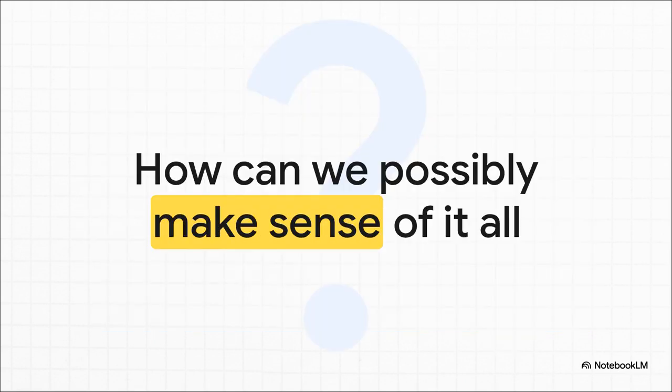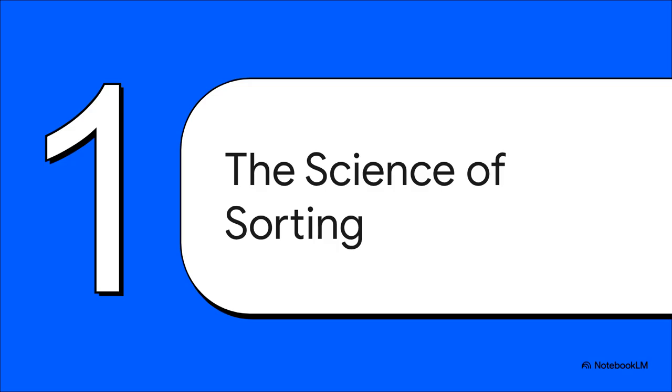So, that brings us to the big question, right? When you're faced with literally millions of different plants and animals, it can feel a little overwhelming. How on earth do we even begin to sort through it? How do scientists find any kind of order in what looks like total chaos? Well, it all starts with a very basic but very powerful idea, the science of sorting. Biologists call it classification, and it's really the first step to understanding pretty much everything in the living world.